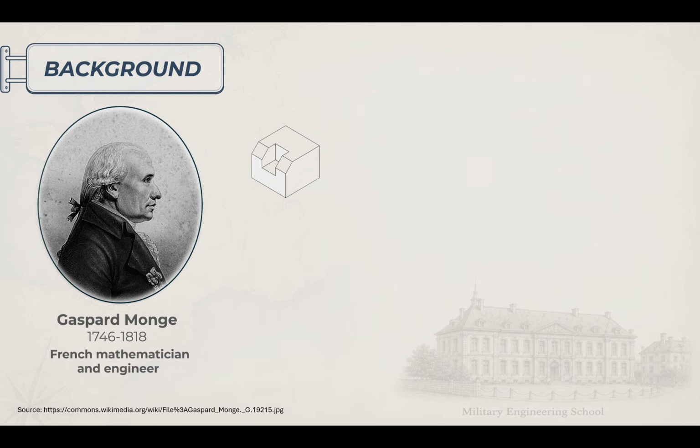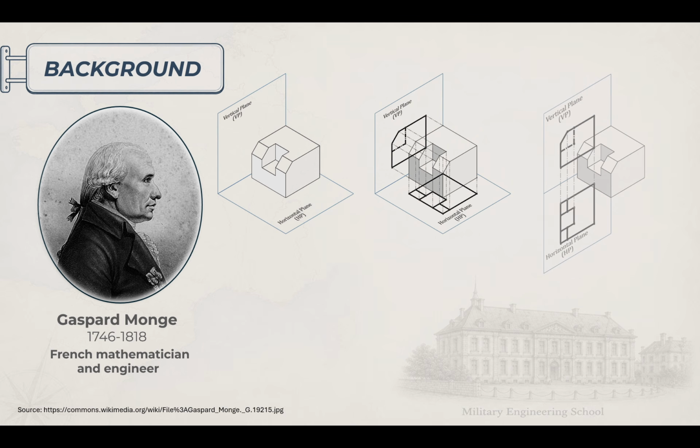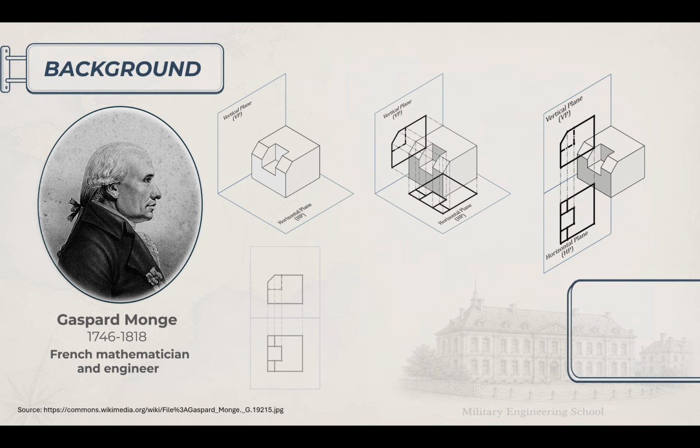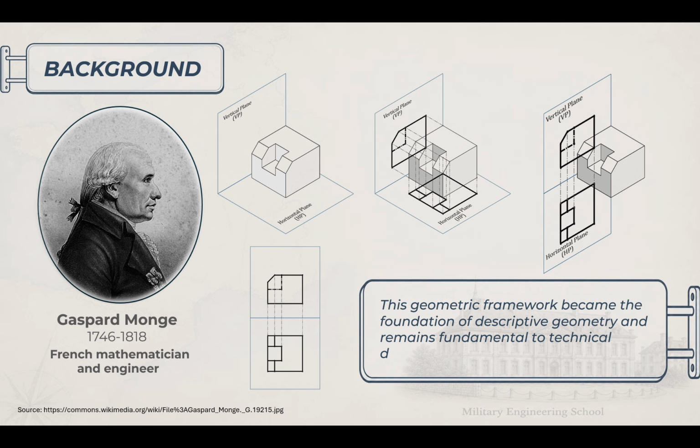The central idea was remarkably powerful. A three-dimensional object is represented by orthographic projections onto mutually perpendicular projection planes. The projection lines are perpendicular to the corresponding projection planes. By combining these projections, the spatial relationships within a three-dimensional object can be represented accurately on a two-dimensional drawing. This geometric framework became the foundation of descriptive geometry and remains fundamental to technical drawing today.